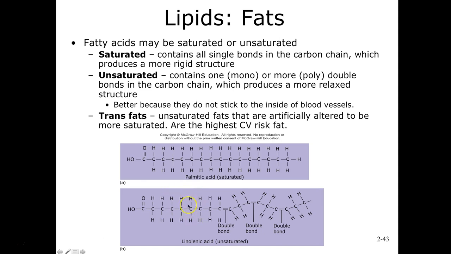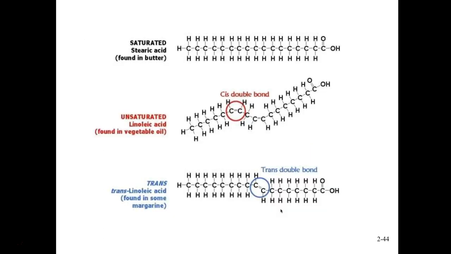When you look down here at unsaturated fat, this means that we have at least one or more double bonds within our chain. So we see double bond here, as well as over here. And this is more of a relaxed structure to our molecule, and this is great because it doesn't stick to our blood vessels and cause plaques. And I wanted to show you a picture of what a trans fat looks like. And there are natural trans fats within animal fats.